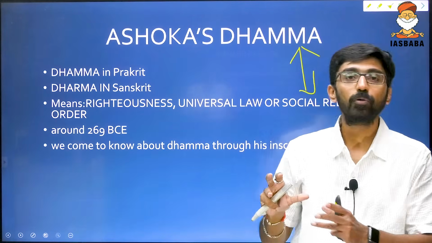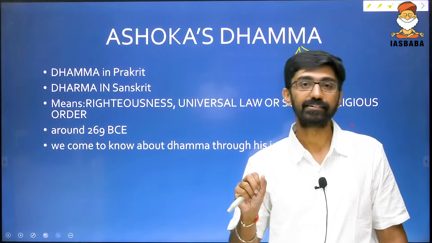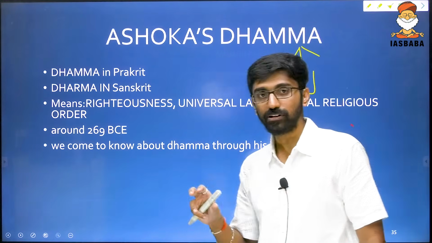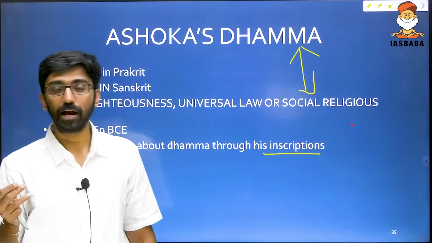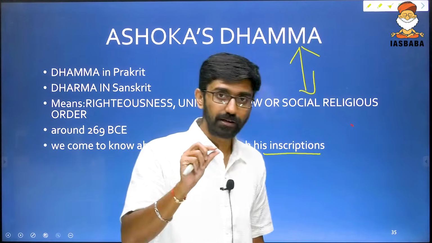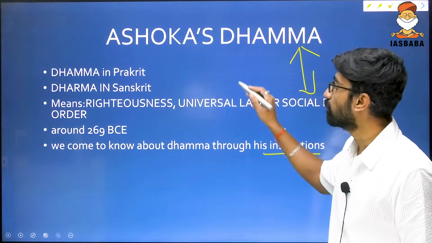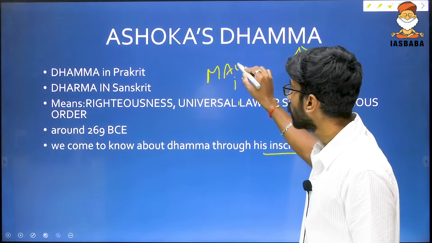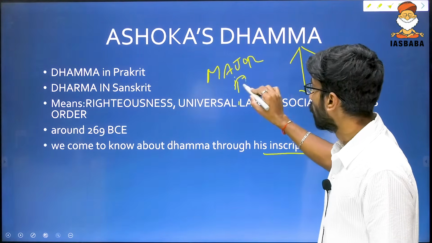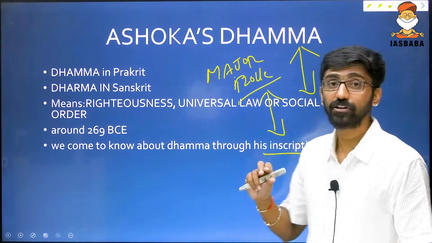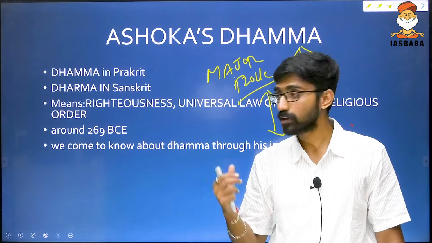So, how do we know about the Dhamma policy? Through some of Ashoka's inscriptions. We can say there are major rock inscriptions and minor rock inscriptions, then again major pillar inscriptions and minor pillar inscriptions. And we understand Ashoka's Dhamma through the major rock edicts. This is where the concept of Dhamma is much emphasized, so that's what we are going to understand.